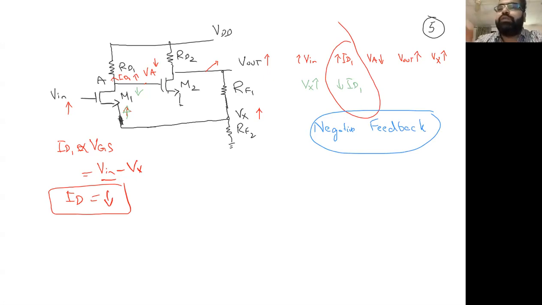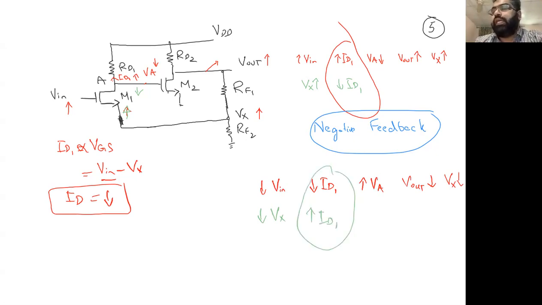Okay, let's do the opposite way. V in is going down. V in reduces. What will happen with ID1? ID1 will go down. What will happen with VA? VA will go up. What will happen with V out? V out will go down. What will happen with Vx? Vx will go down. In the feedback path, Vx goes down. VGS, S is being reduced. VGS will increase. What will happen with ID1? Will increase. Negative feedback again.